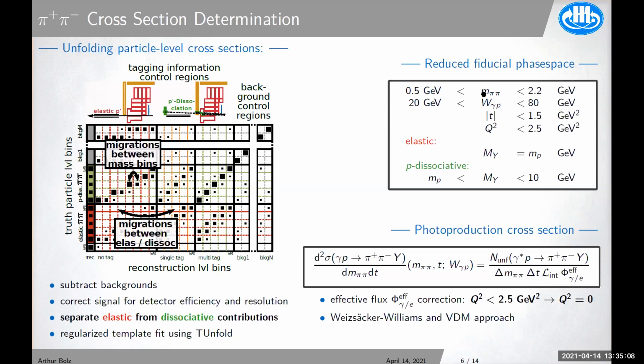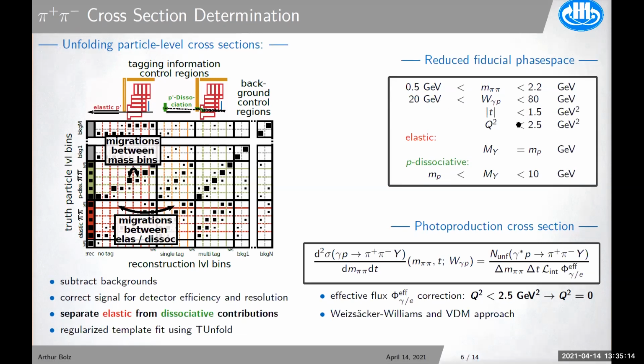On the right side, you see the fiducial phase space of our measurement. In particular, we measure in the energy range from 20 to 80 GeV, |t| smaller than 0.5 GeV², and we extrapolate from Q² smaller than 2.5 to Q² equals 0 by normalizing our measured ep cross-sections to the photoproduction cross-section using an effective photon flux following the Weizsäcker-Williams and VDM approach. One thing to consider is that for the proton dissociative cross-section, we only measure in this fiducial phase space where M_Y is smaller than 10 GeV, which is important for the interpretation of the results.